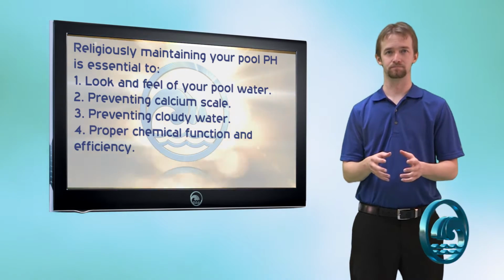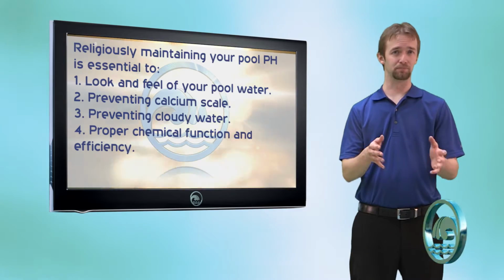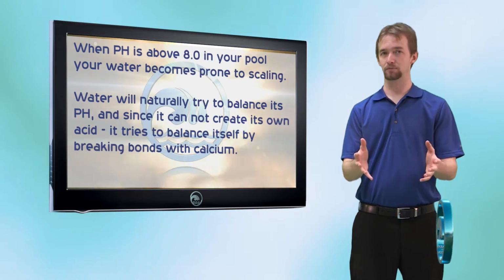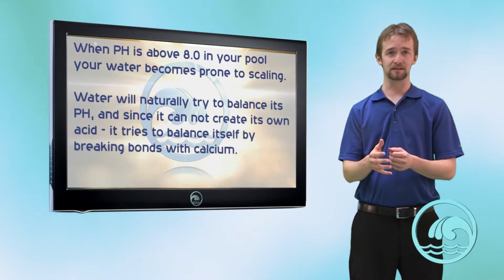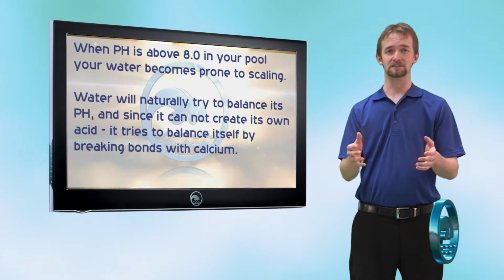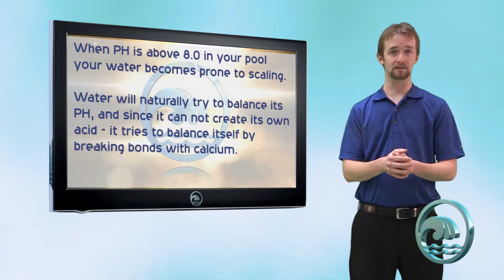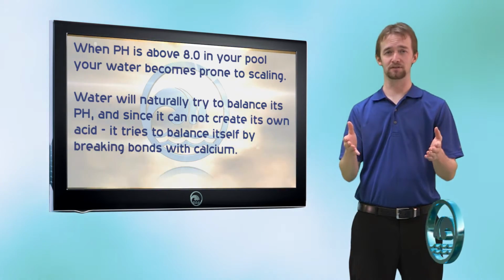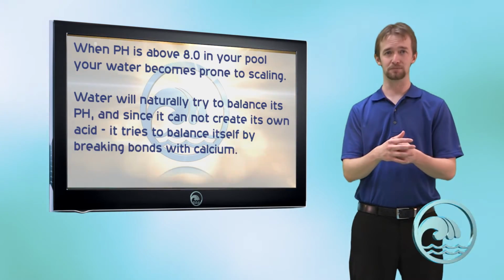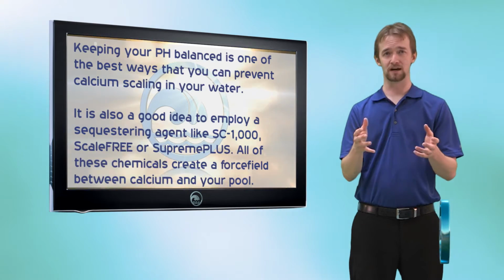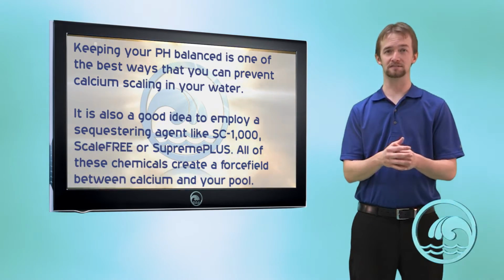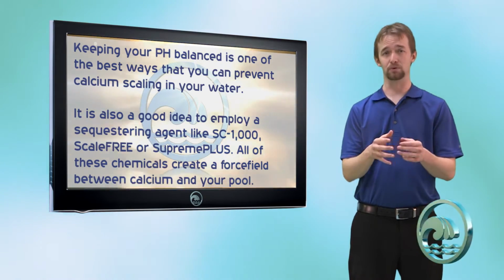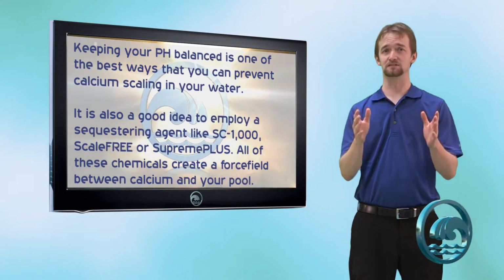It doesn't look good. The other problem with high pH is that when pH goes above 8, you create an atmosphere in your pool for calcium scaling. You can have normal levels of calcium and still experience scaling when your pH is above 8. The reason for this is water likes to naturally feel balanced. So when your pH goes above 8, water tries to balance itself by breaking its bonds with other things that it's bound with. One of those is going to be calcium. So your pH goes above 8, your water goes, I need to balance myself, and gets rid of the calcium, which then ends up on your plaster and on your tile. And it's very frustrating to get rid of. So it's super important to maintain your pH between 7.2 and 7.6 regularly.